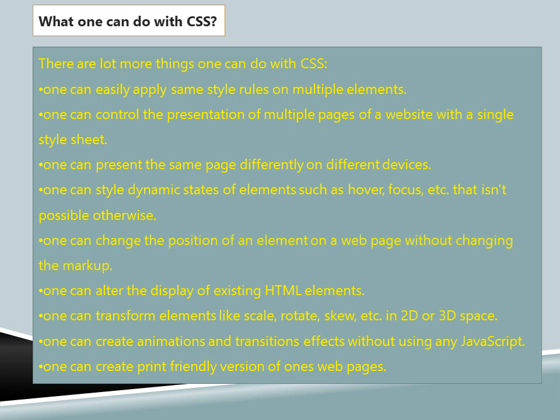One can change the position of an element on a web page without changing the markup. One can alter the display of existing HTML elements. One can transform elements like scaling, rotating, skewing, etc. in 2D and 3D space. One can create animations and transition effects without using any JavaScript, and one can create a print-friendly version of one's web pages.